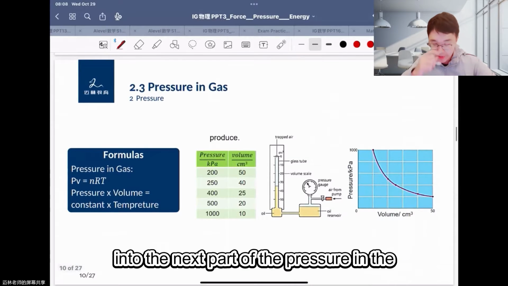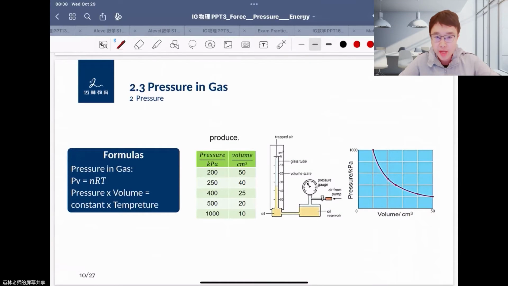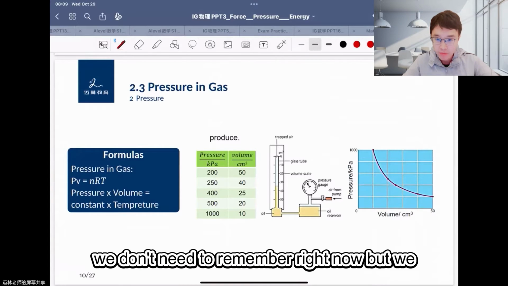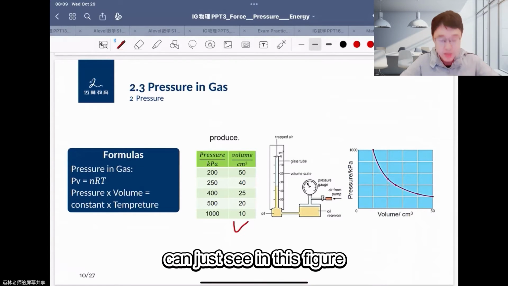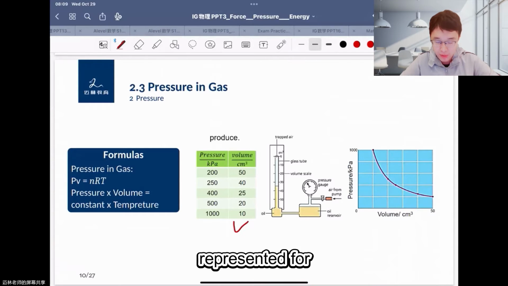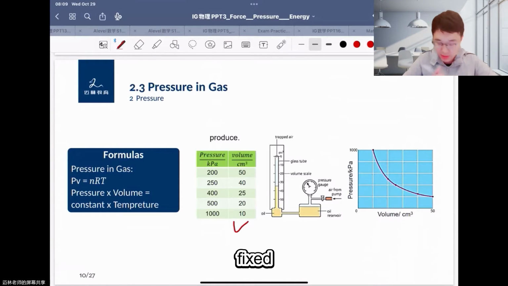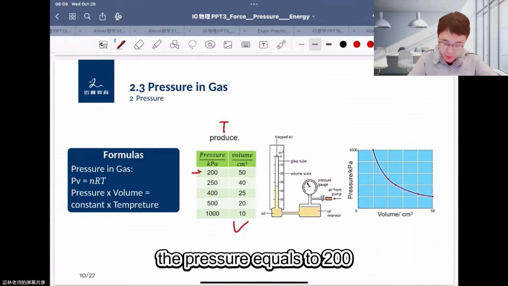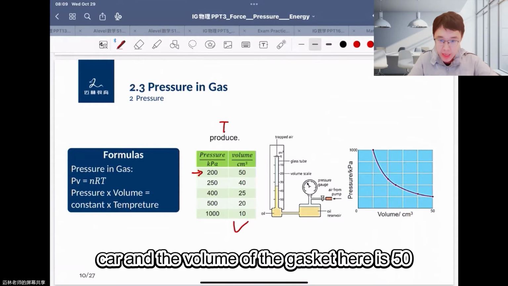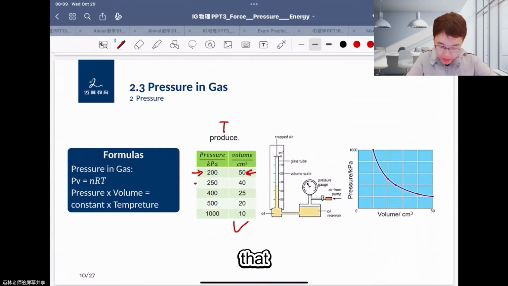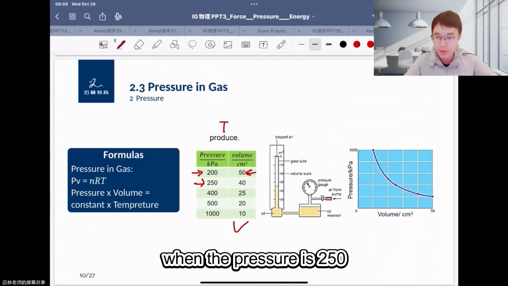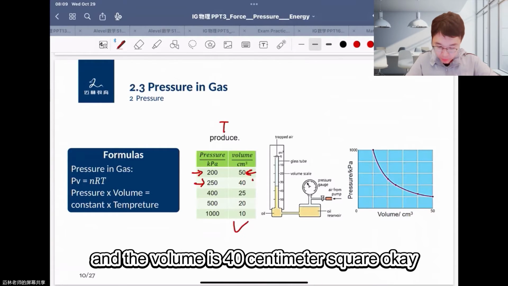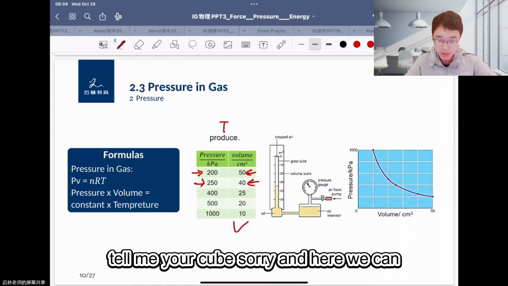Okay, so let's move on to the next part, pressure in gases. We don't need to remember the formula right now, but we can see it in this figure. Here is a table for a fixed temperature, showing how pressure and volume change. When the pressure equals 200 kilopascal, the volume of the gas is 50 centimeter cube. When the pressure is 250 kilopascal, the volume is 40 centimeter cube.